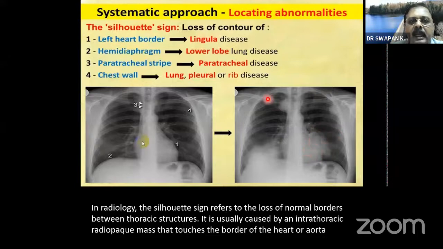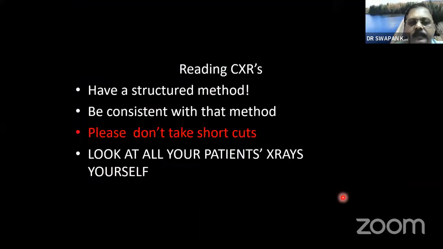the silhouette sign. And the hemidiaphragm, say this one, we are not seeing the hemidiaphragm on the right side. So there must be a right lower lobe lung disease. Same like that. This is the paratracheal one. This is the paratracheal, and the chest wall in the left lung disease we can also get over here. So the silhouette sign refers to loss of the normal border between thoracic structures. It is usually caused by an intrathoracic radiopaque mass or lesion that touches the border of the heart or aorta. So this is the silhouette sign.